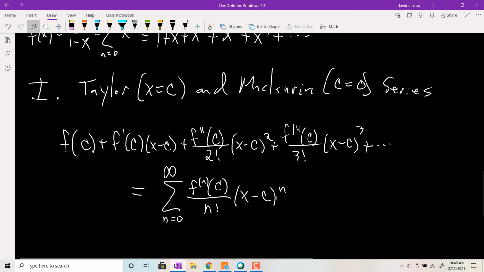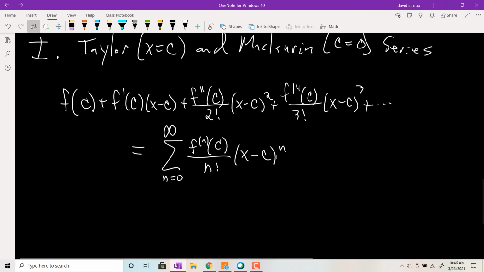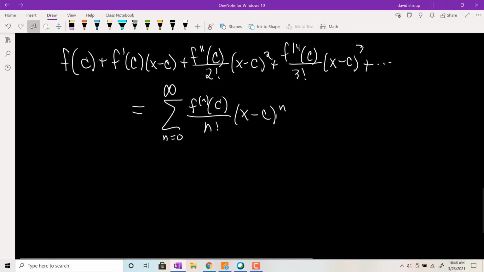Okay, so there it is in all of its glory. Let's actually now find some common Taylor series. For example, the Taylor series for sine of x. And let's make it a little more interesting. Let's find the Taylor series for sine of 3x.